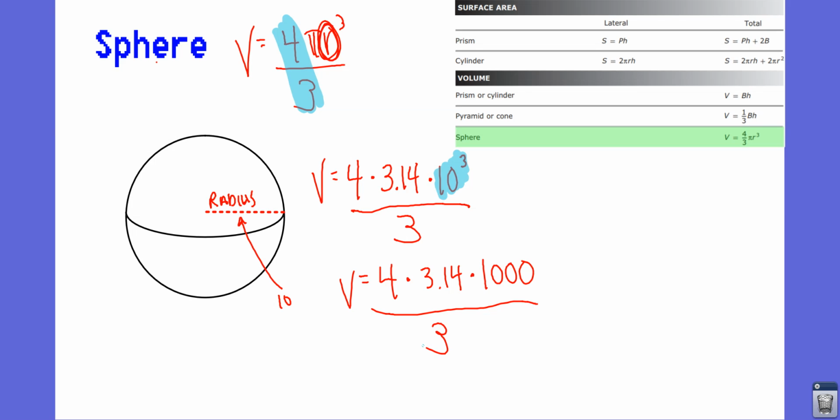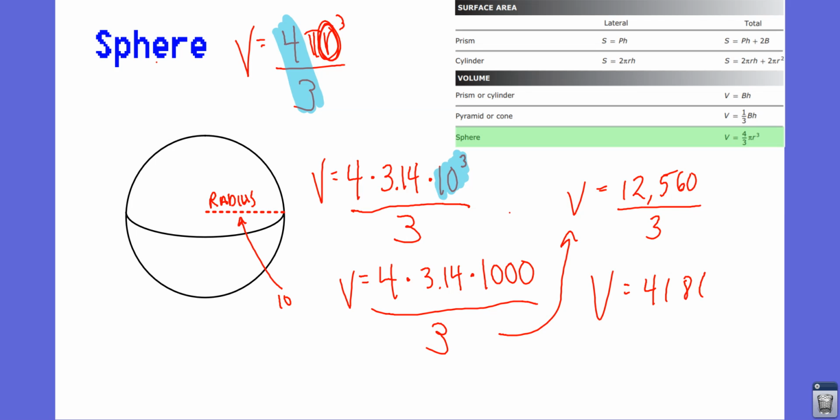4 times 3.14 times 1,000. So that went to 12,560 divided by 3. Volume of this particular sphere is 4,186.6 repeating, or 2/3 cubic units.